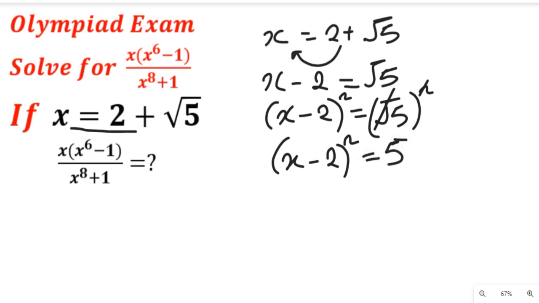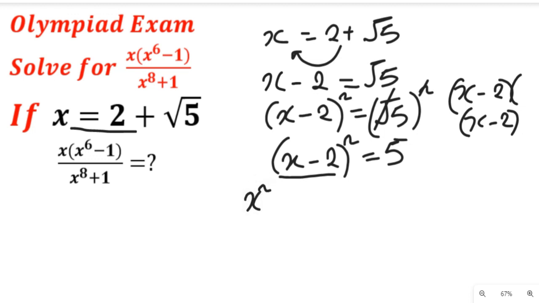Now from this expression, if we expand it, we're going to have x minus 2 multiplied by x minus 2. So if we do that, we're going to have x squared minus 4x plus 4, and that will be equal to 5. Remember, x times x will give us x squared, x times minus 2 will give us minus 2x. Then we'll add it up and we'll get this expression.